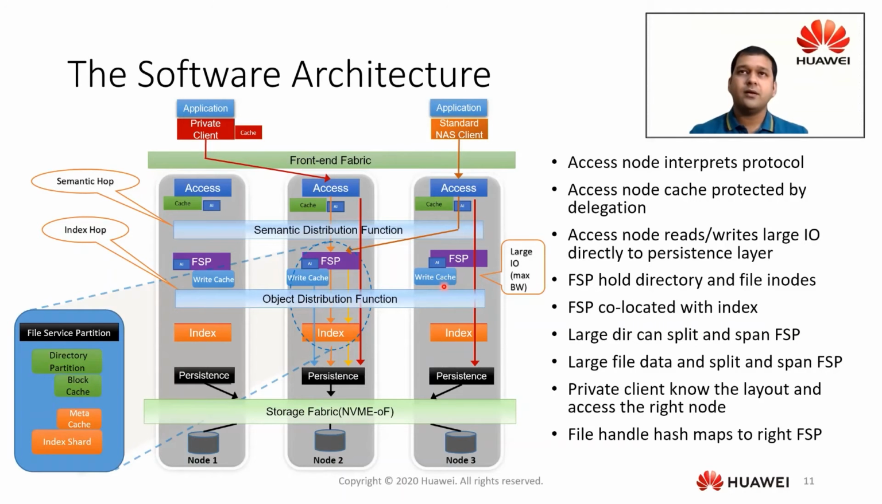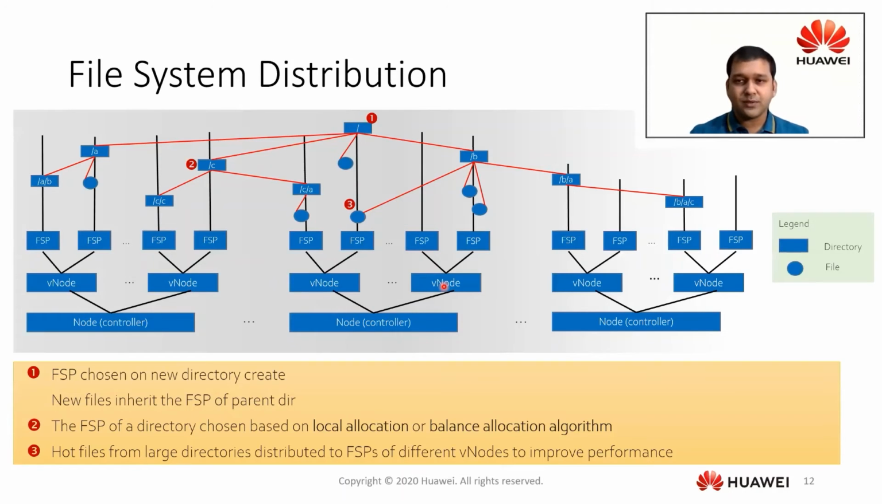Now moving on to the directory distribution. Here you can see a directory layout where you have different directory and file paths created. Like here you have /a/b, and you have here /c/c or /c/a, or /b/a and /abc here.